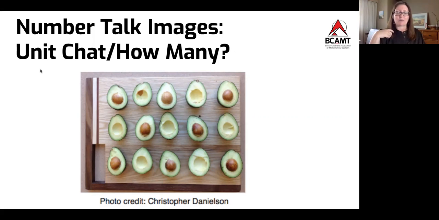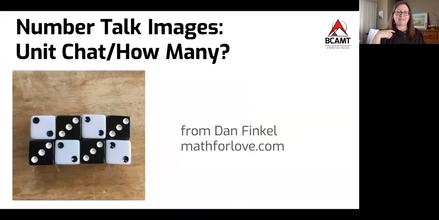But one person that's collected a bunch of them, we'll go to the next one, Mark, is Dan Finkel on his website, mathforlove.com. He's got a lot of dice images in particular. He's got these collections of dice. And again, how many? How many dice? How many white dice? How many black dice? How many pips altogether? How many black pips? How many white pips? How many more white pips than black pips? So many different questions from one image. His website has a whole collection of dice images, but lots of other unit chat images as well.